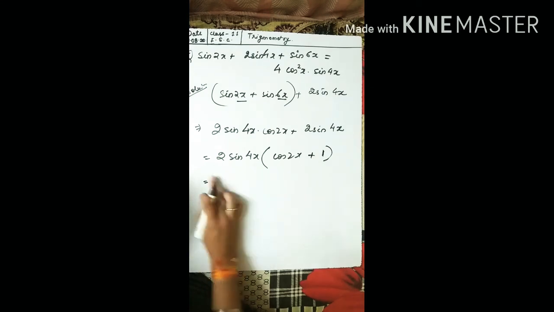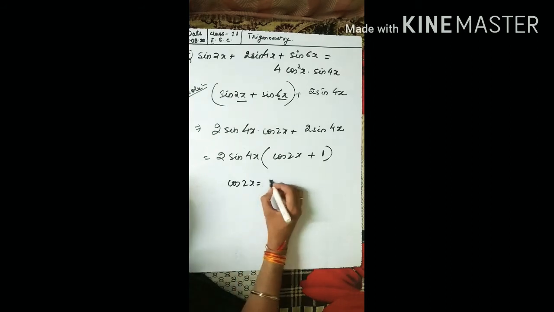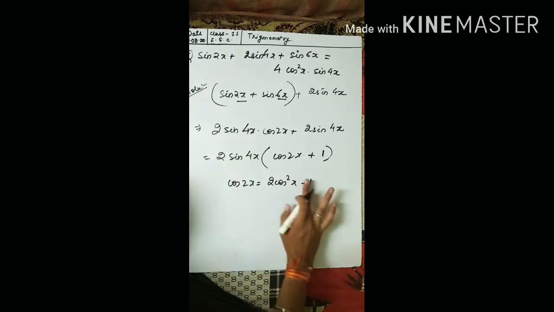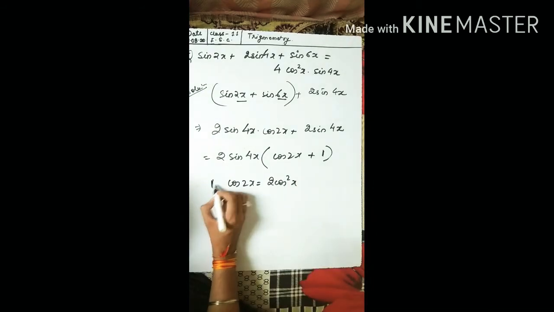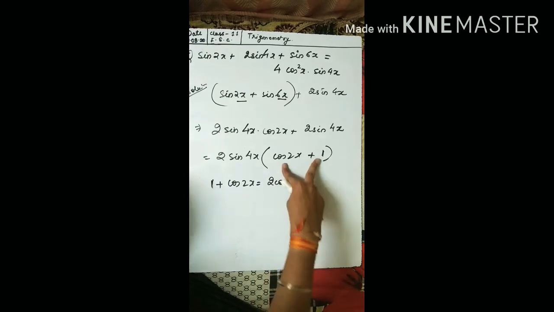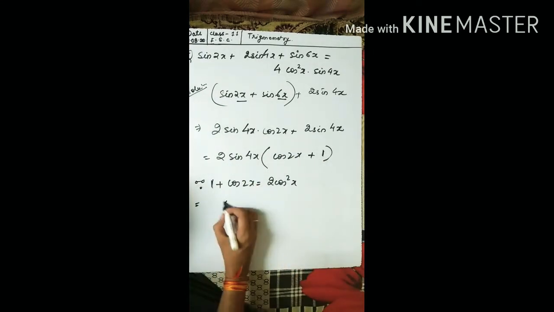Now as you have one more identity, that cos 2x is actually 2 cos square x minus 1. Take minus 1 to this side, so plus 1 will be there. So 1 plus cos 2x is 2 cos square x. So in place of 1 plus cos 2x, we can put what?